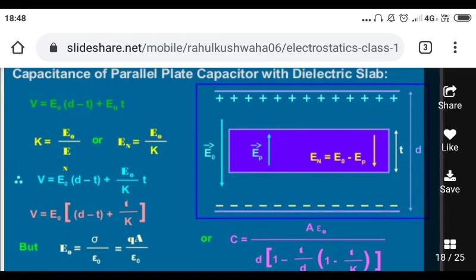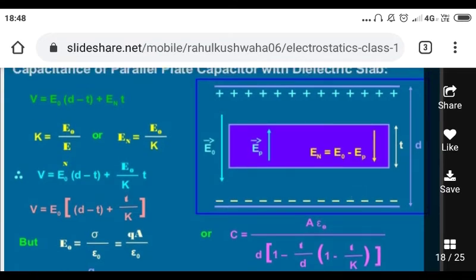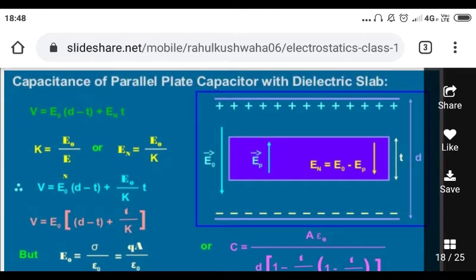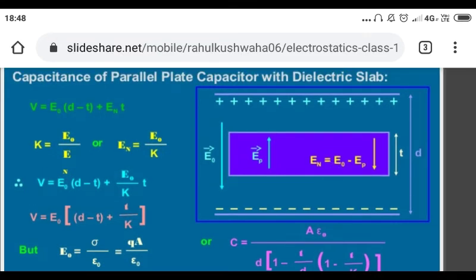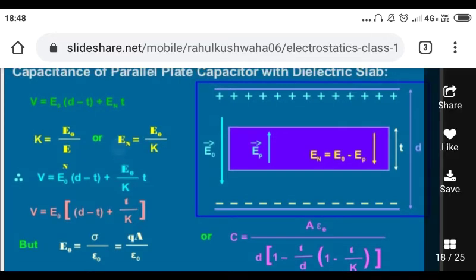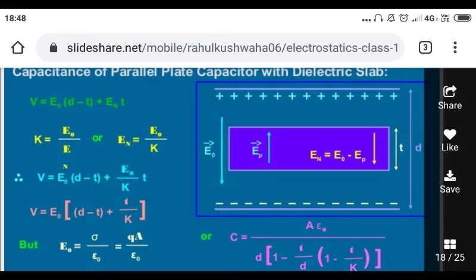So instead of E_n, as we know, K is equal to E0 upon the dielectric constant. K is E0 upon E_n, or simply E_n is equal to E0 upon K. So that E_n value we can substitute in place of E_n, and we get this solution.